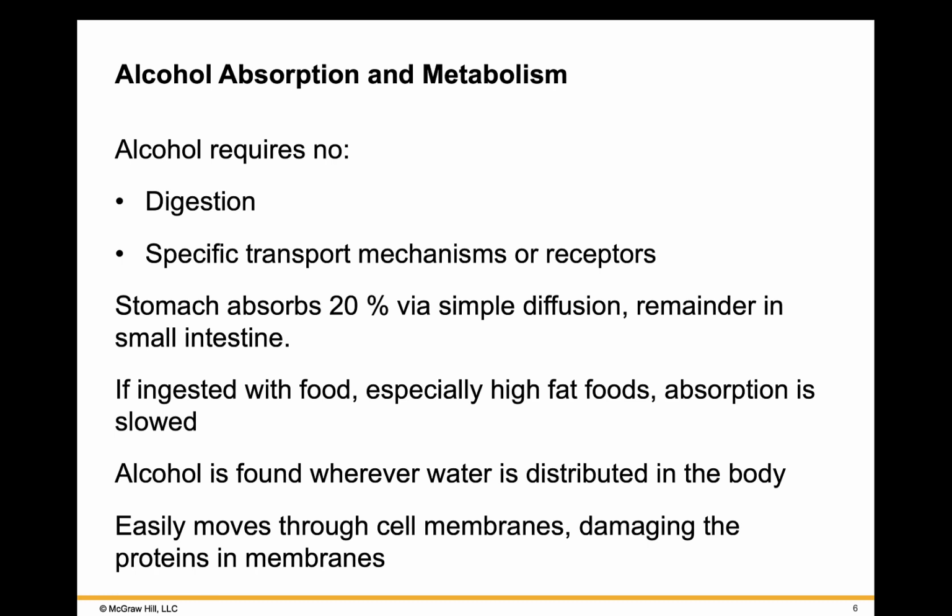Alcohol is going to be found wherever water is distributed in the body, so extracellular and intracellular compartments, for example. And as noted, it easily moves through cell membranes as it is lipid soluble, but it does actually damage the proteins in cell membranes.